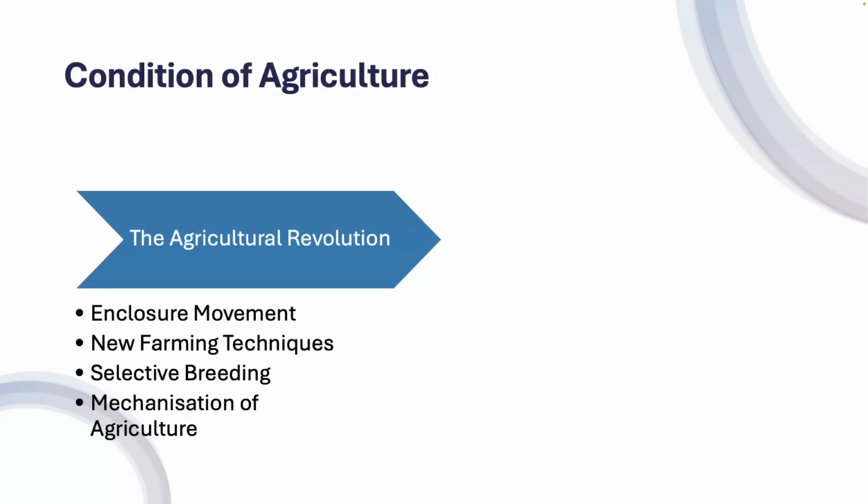And then finally, mechanisation was still something that we shouldn't overlook. While it had a slower start in agriculture compared to industry, of course, the introduction of mechanical threshers and other innovations began to reduce labour costs and increase productivity within large farms.